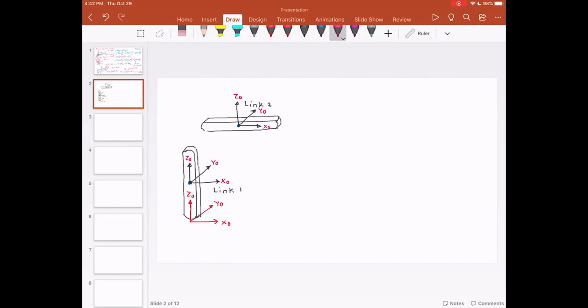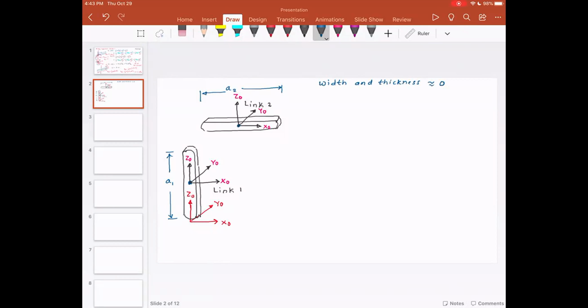Now, the moment of inertias I'm going to find, and I will show you how to find it. This length is A1. This length is A2. And I'm going to assume the other dimensions, like width and thickness of both the rods, are approximately 0.